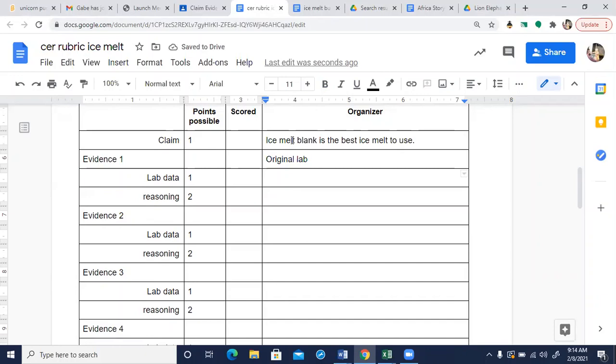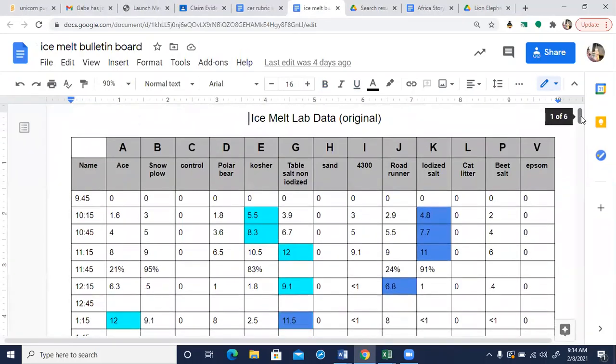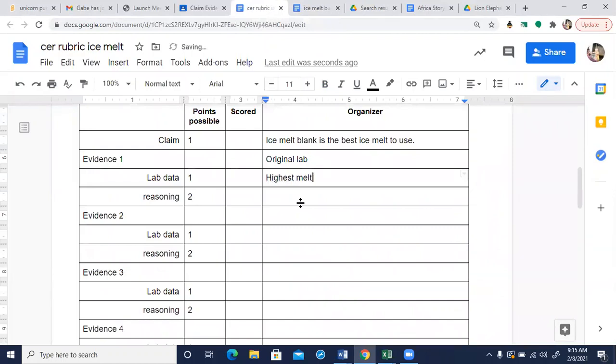And for the lab data, what is it that we want from this original lab? The original lab is the one where we had ice in beakers and then we put salt on top of it and then we stuck them in the freezer. So what did we want from those lab results? How do we know what's the best? Well, here, let me pull this up. We would want the one with the highest or lowest score. Yeah, so we want the one with the highest melt and fastest.